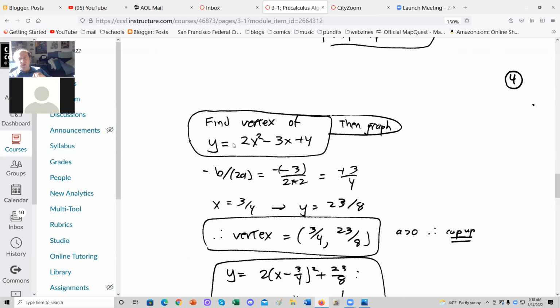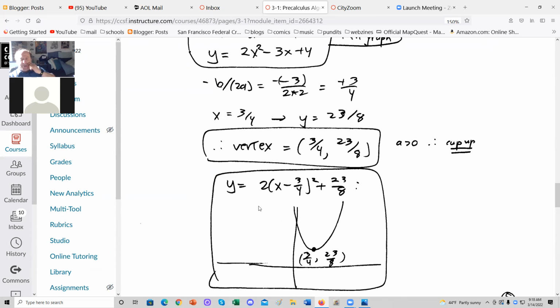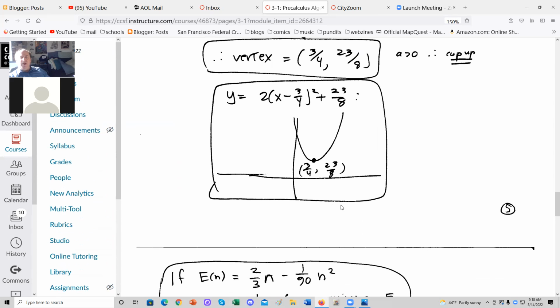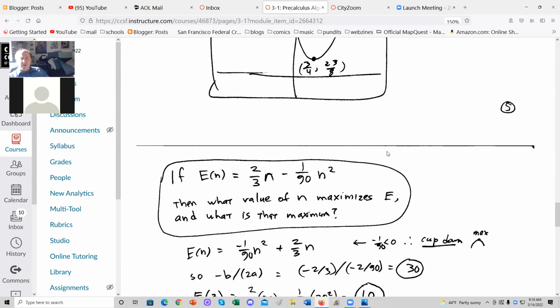This A is 2, a positive number, so it's cup up. So 2 times x minus 3/4 squared plus 23/4. It looks something like that. Sorry, 3/4 by 23/8 and cup up from there.